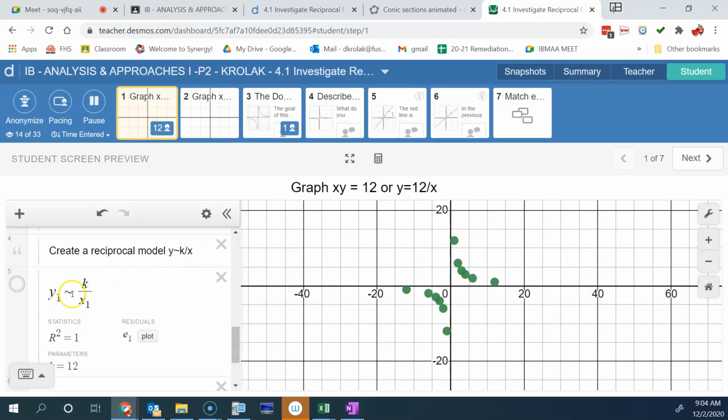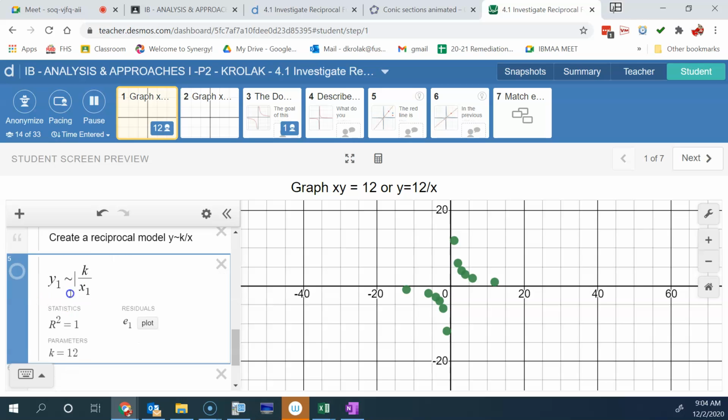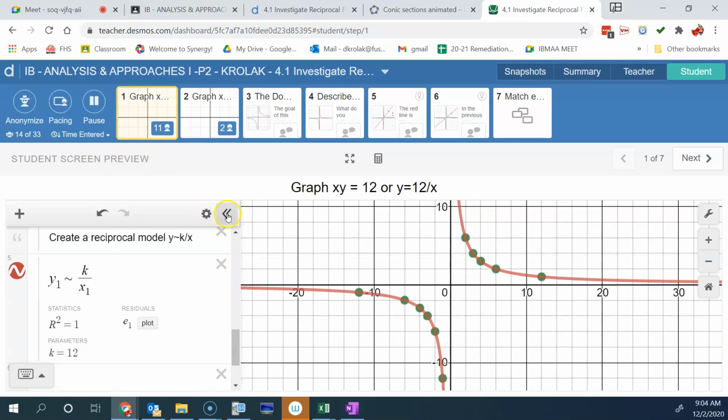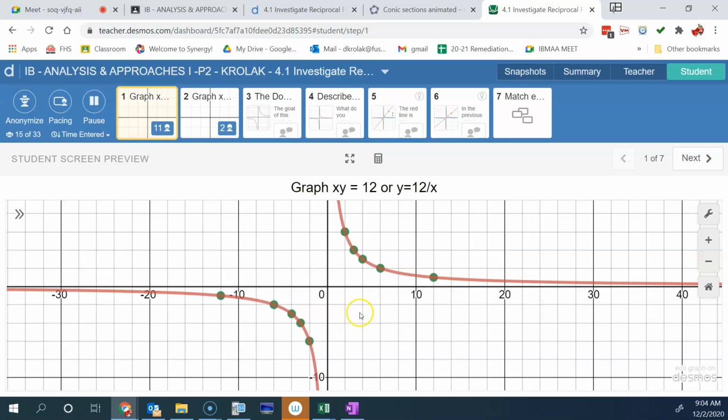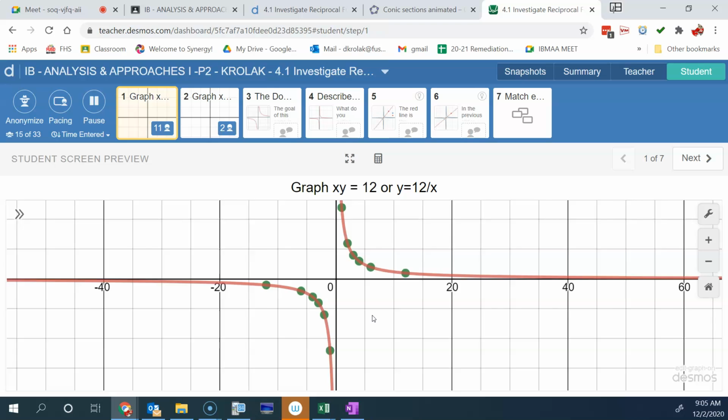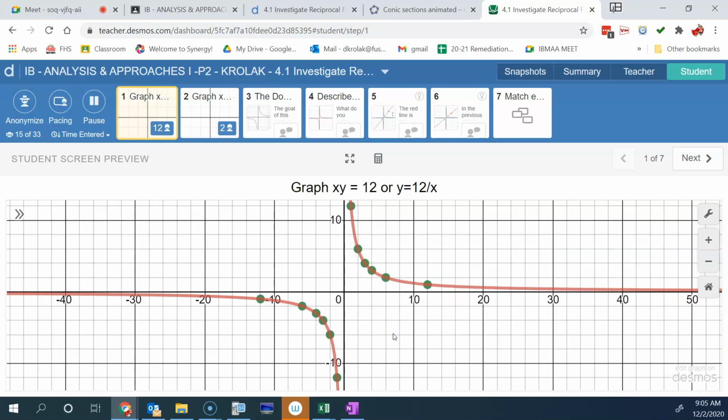So remember, for Desmos to draw it, you type in Y1 and a little squiggle, and then K over, and this could be any letter, I just chose K, over X1. Okay, now if you click on that, it fills in the graph for you. So that's what the graph 12 over X looks like. It's a hyperbola. And it's in the first and the second quadrants.